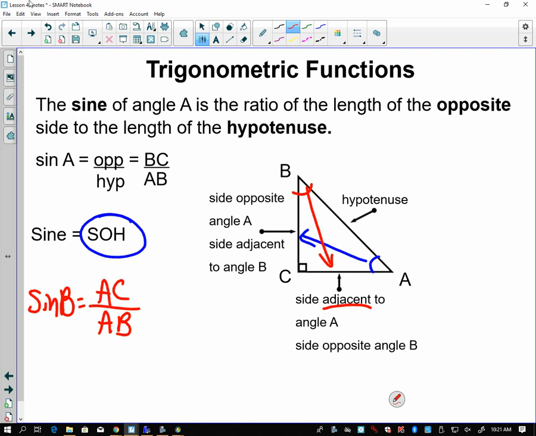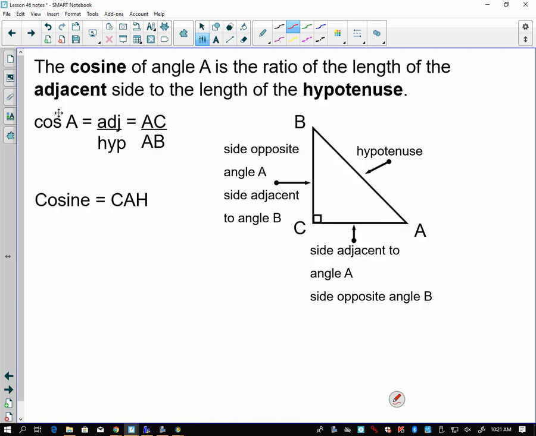But that's not the only trig function that we have. The next trig function is cosine. Cosine, we abbreviate as CAH. Now, if you were in Boston, you would say it like a car, because they park the car in Harvard Yard. All right. CAH. Cosine of an angle is the ratio of the length of the adjacent side to the length of the hypotenuse.